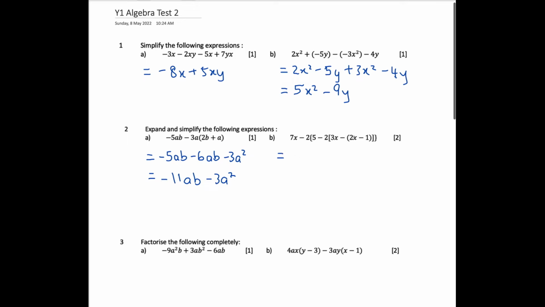Once again, we have the distributive law. Now we need to work out the innermost brackets first. That means we rewrite everything. And when we reach here, we multiply out. A minus in front of the brackets is the same as minus 1. So we read this as minus 1 times 2 is minus 2. Minus 1 times minus 1 is plus 1.